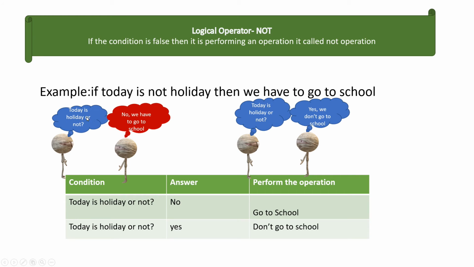Here you can see, the person is asking, today is holiday or not. No, we have to go to school. Here the answer is no, that is a false condition. So we have to go to school, we want to perform the operation. Today is holiday or not? Yes, the answer is true, so no need to perform the operation.